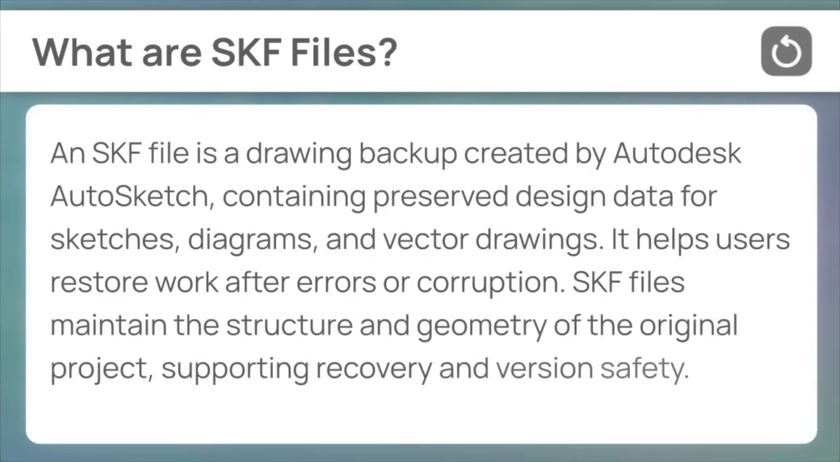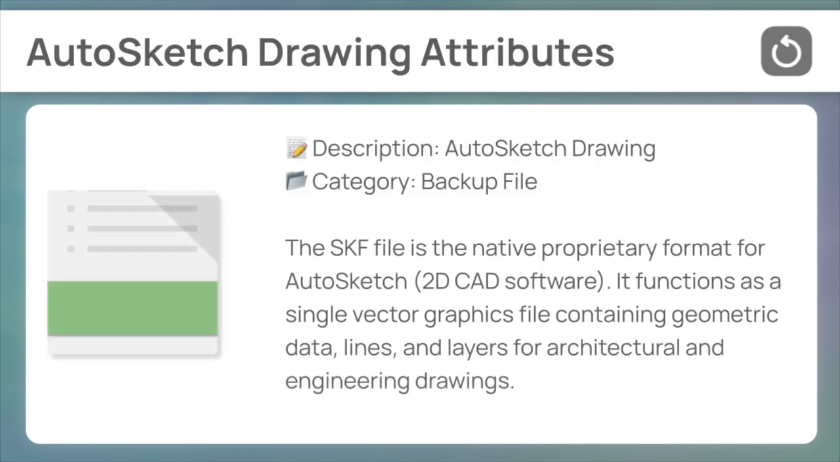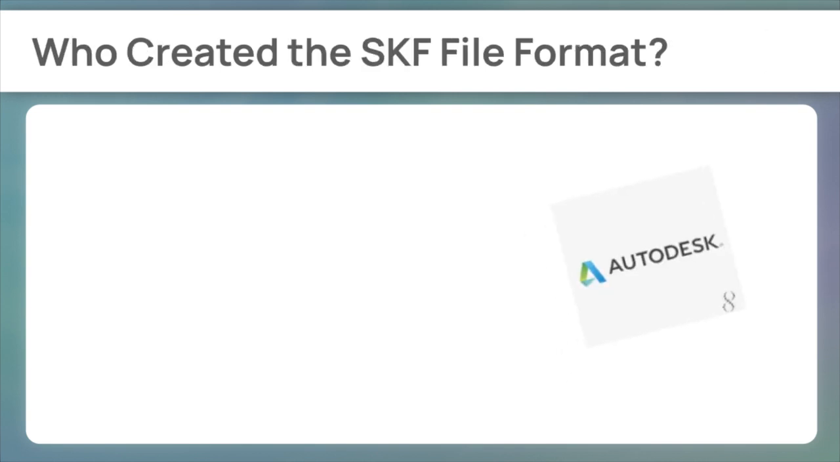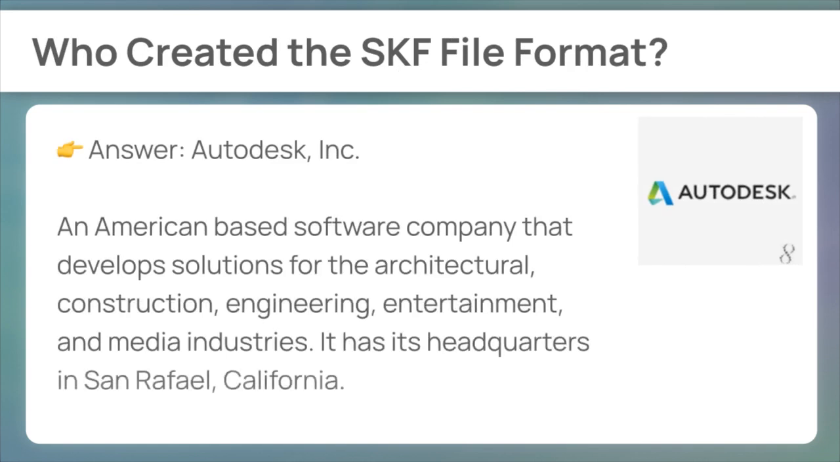This SKF file is consistently classified as a high-integrity asset within the backup file field. It uses the AutoSketch Drawing format to lay out its data. The SKF file is the native proprietary format for AutoSketch, 2D CAD software. It functions as a single vector graphics file containing geometric data, lines, and layers for architectural and engineering drawings. Developed by Autodesk, the format is proprietary and focused on 2D design elements.